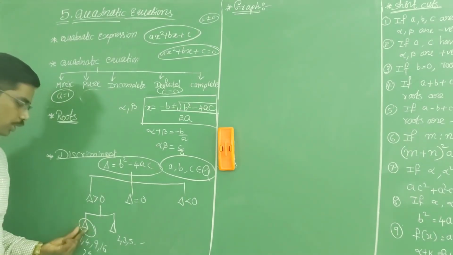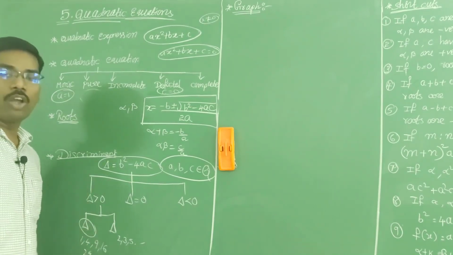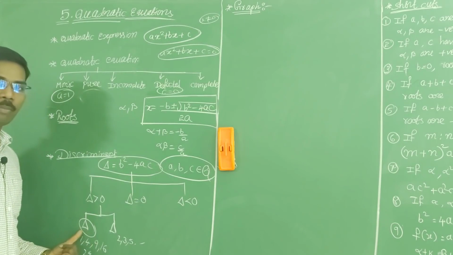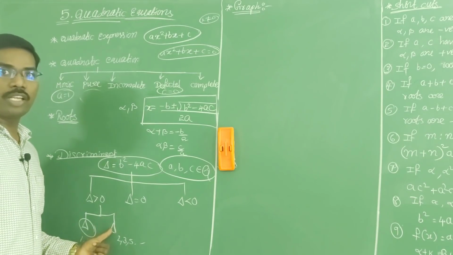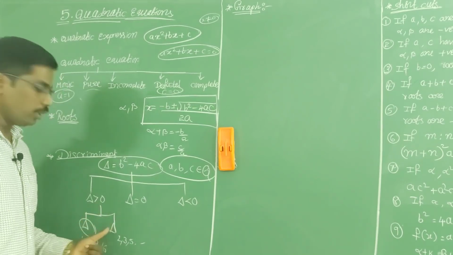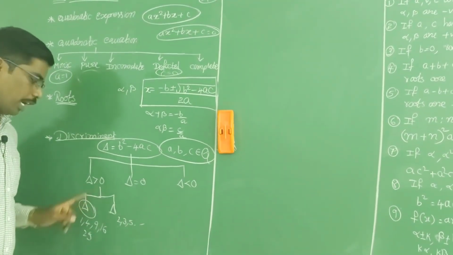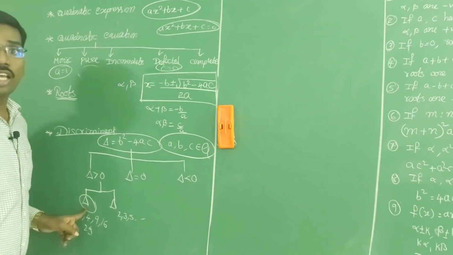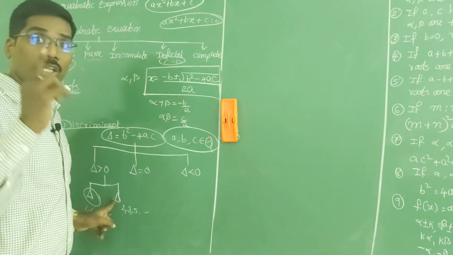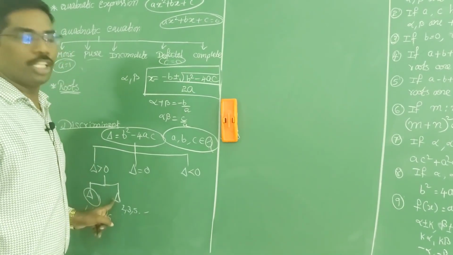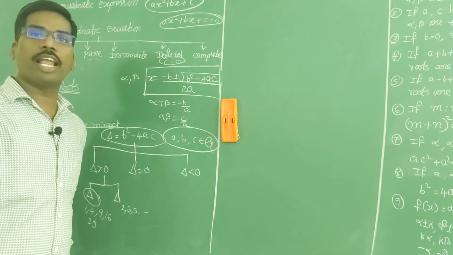If delta is greater than 0 and it is a perfect square, then the roots are rational numbers and unequal, or distinct. If it is not a perfect square, then the roots are irrational numbers and not equal. And if delta is equal to 0, then the roots are rational and equal.